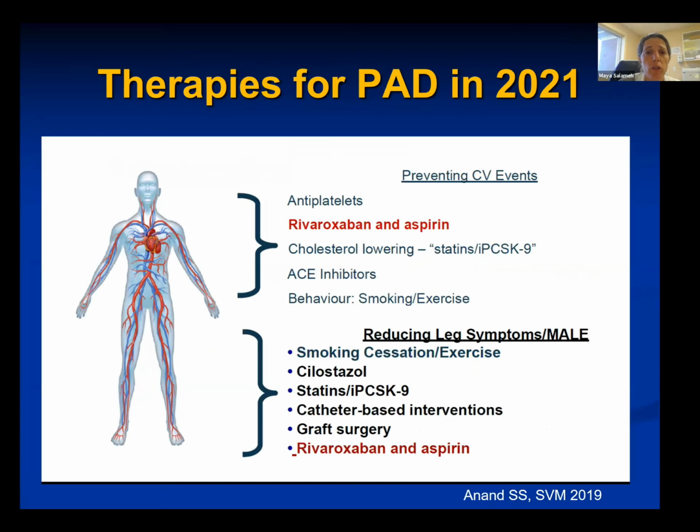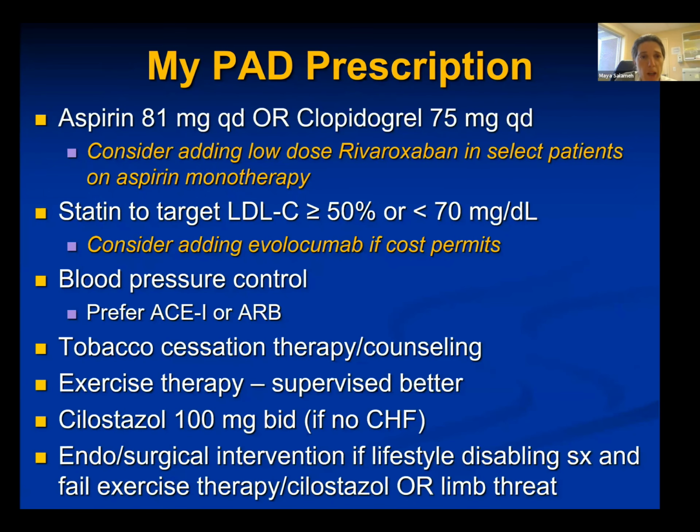To conclude, these are the therapies that we have available for PAD. As of today, we have therapies for preventing cardiovascular events and for reducing limb events. Notably, low-dose rivaroxaban plus aspirin, especially in patients post-revascularization, reduces adverse limb events and cardiovascular events. Statins and PCSK9 inhibitors also prevent cardiovascular events and major adverse limb events. We also use behavior changes, smoking cessation, and exercise, as well as cilostazol to help with symptoms. So this is my PAD prescription.